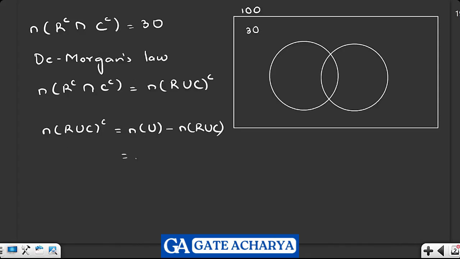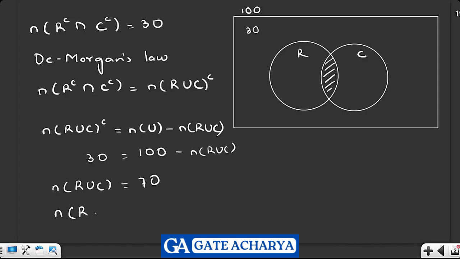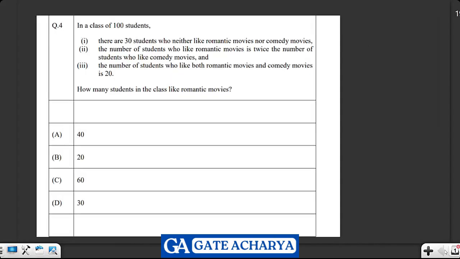So the total number of elements in the universe, that is the number of students in the class, is 100, minus R union C, which I don't know. But this value is known, it is 30. So you can conclude that the number of R union C is 70. So this is R, this is C. One more thing, the shaded region represents the number of R intersection C, that is students who like comedy as well as romantic movies. It is given in the question as 20.